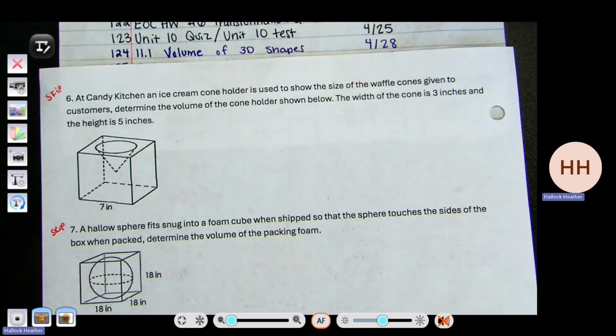So you're at Candy Kitchen and they have the cute little waffle cones displayed and you're like, ooh, I really want a waffle cone. Like, charge me extra $3. I'll take it. Okay.